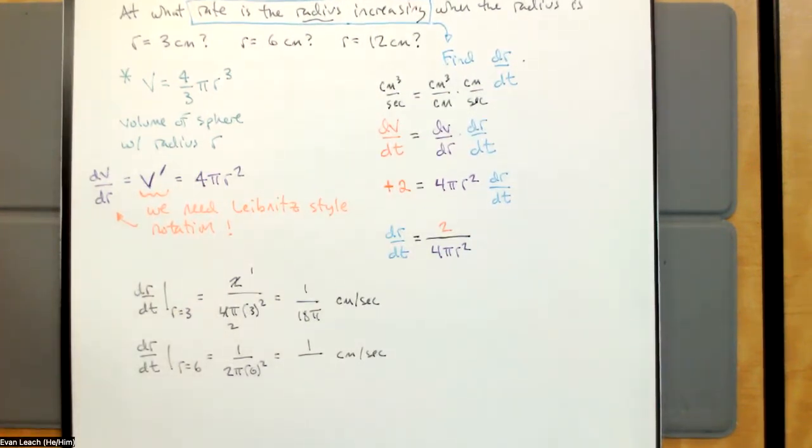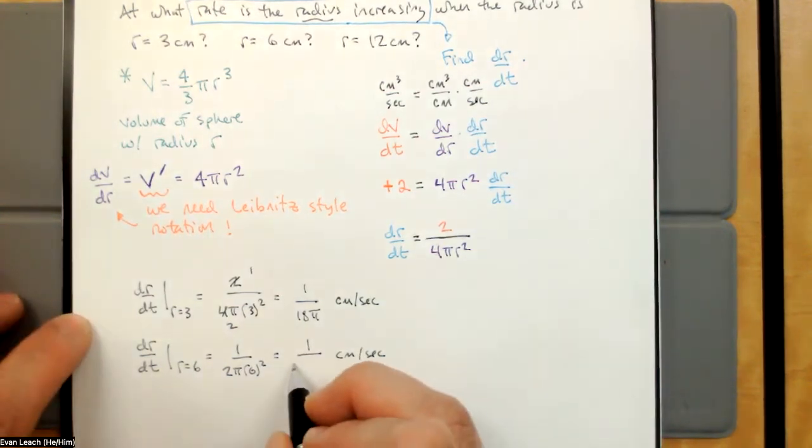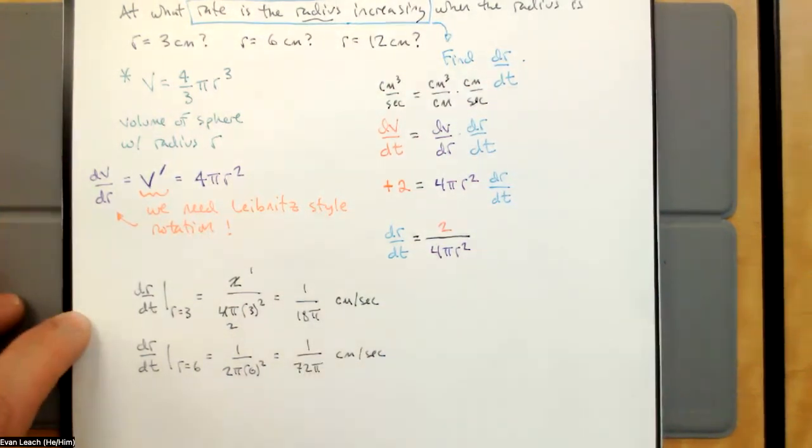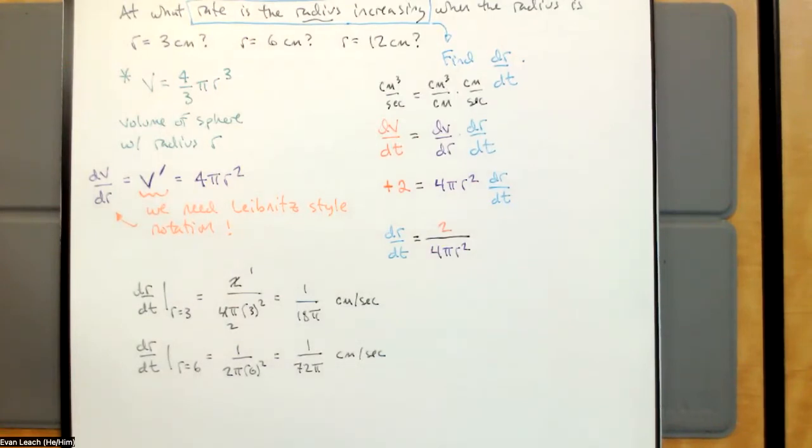So what's that? 36 twice is 72. And then we double it again.